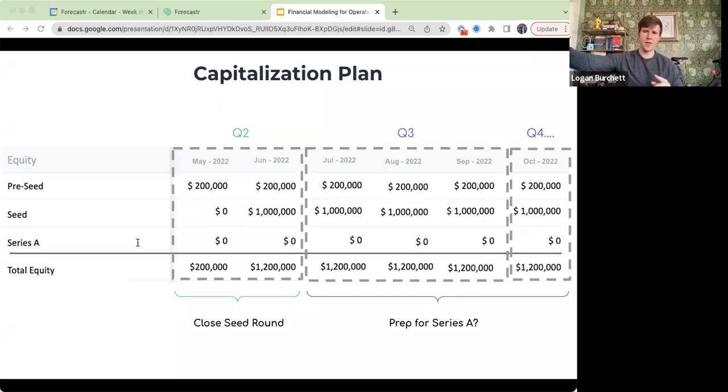Are we on that path of a Series A? And if we're not, how do we course correct and get way out ahead of it if something goes wrong?